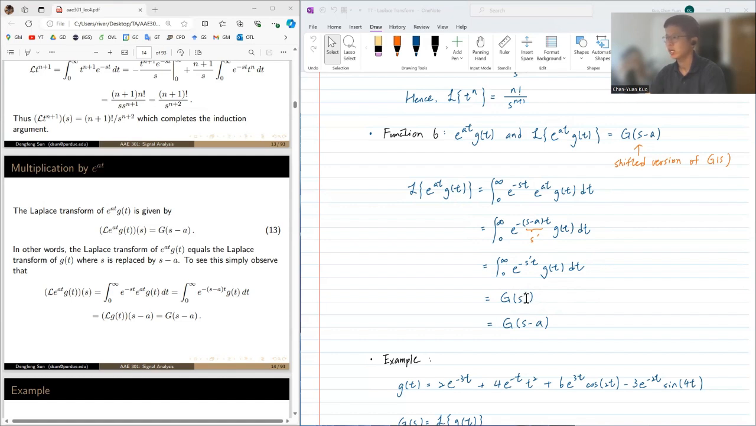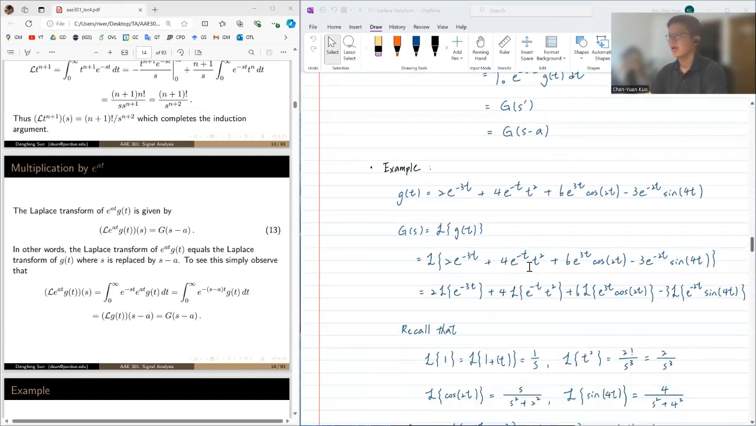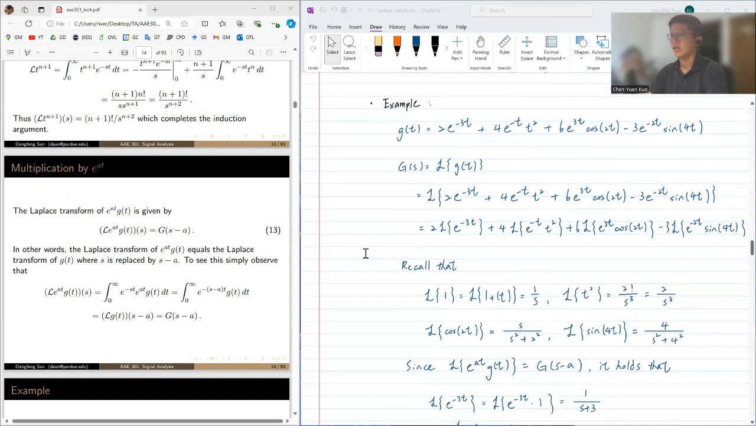And you see that this is actually just the Laplace transform of g of t evaluated at s prime. And because we know that s prime is going to be s minus a, in the end, we see that the Laplace transform of e to the at times g of t is just the Laplace transform of g of t evaluated at s minus a. And now let's take a look at an example.